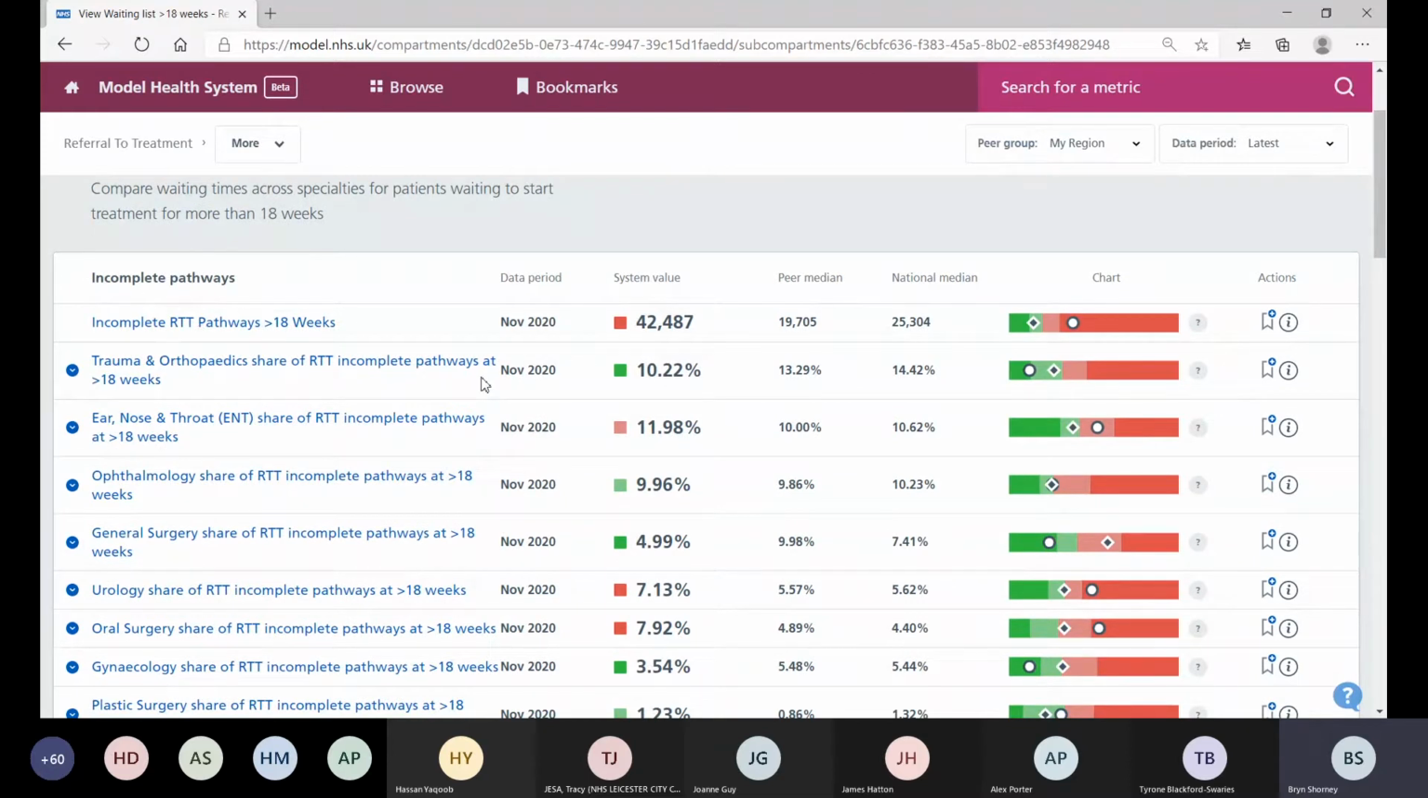So you can take that view across the whole piece and see that, obviously, for this STP trauma and orthopedics has a RAG rating of green with a system value of 10.22% compared to the median of 13.29, whereas ear, nose and throat have almost 12% of patients waiting more than 18 weeks compared to the peer median of 10%.